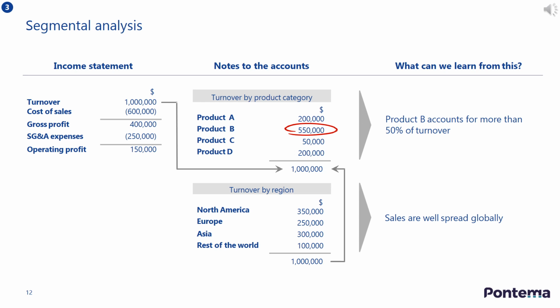Segmental analysis is used to drill down into figures from the main financial statements to gain a better understanding of the organization's underlying performance. For example, turnover may be classified by product category or geographical market. Consider what the data is telling you: which products and regions are accounting for the most revenue?